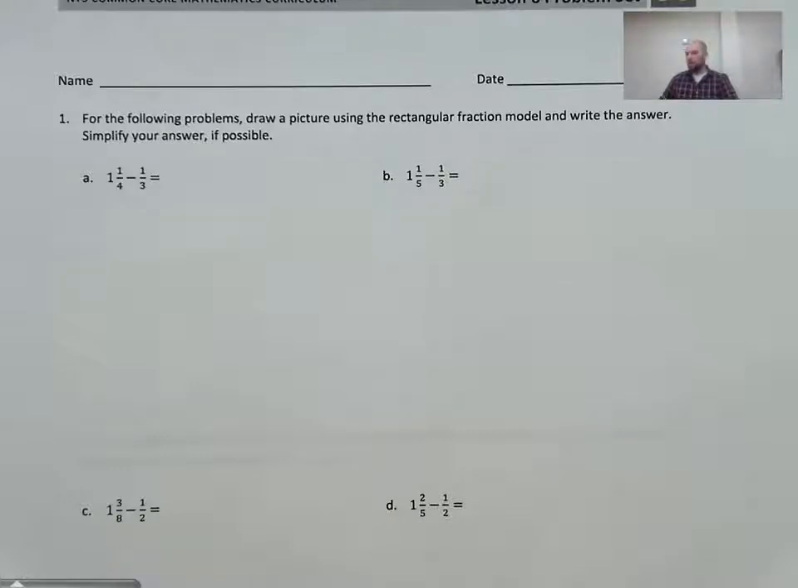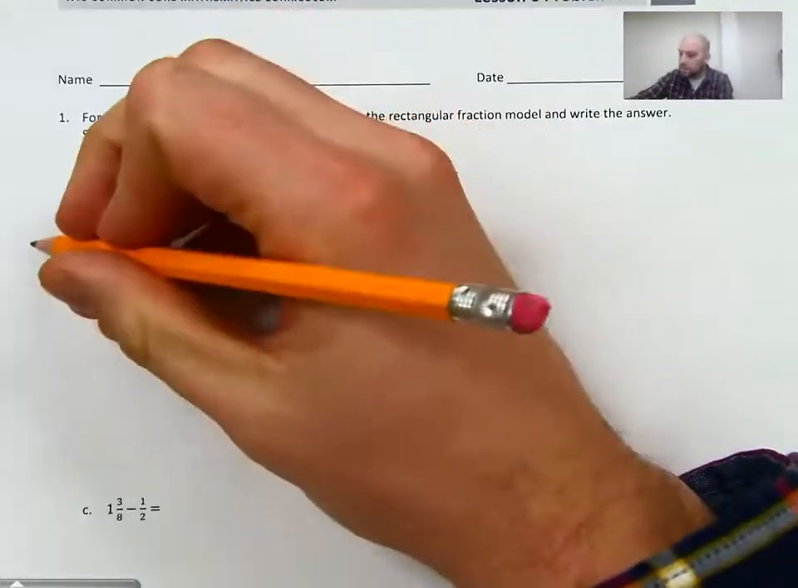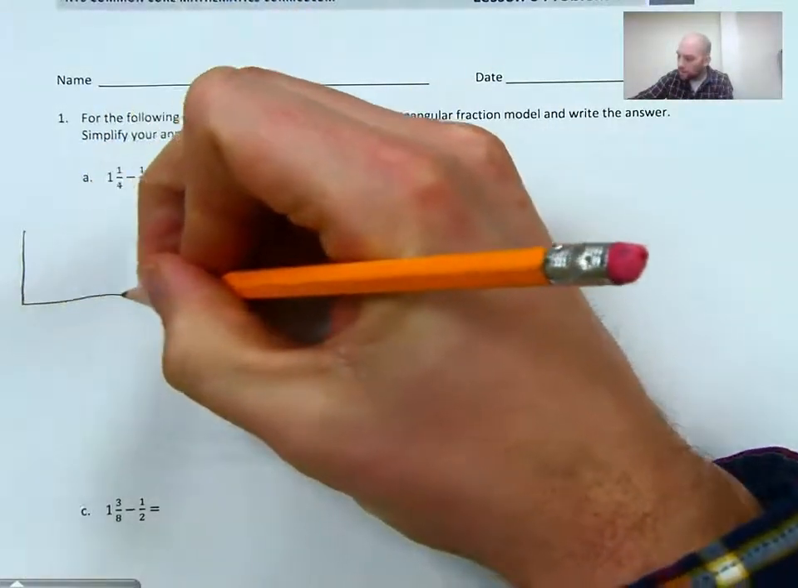I think all the whole numbers here are going to be 1. But if they're not, we have the same process. So we're going to continue to do that as well. So let's draw our rectangles for letter A.